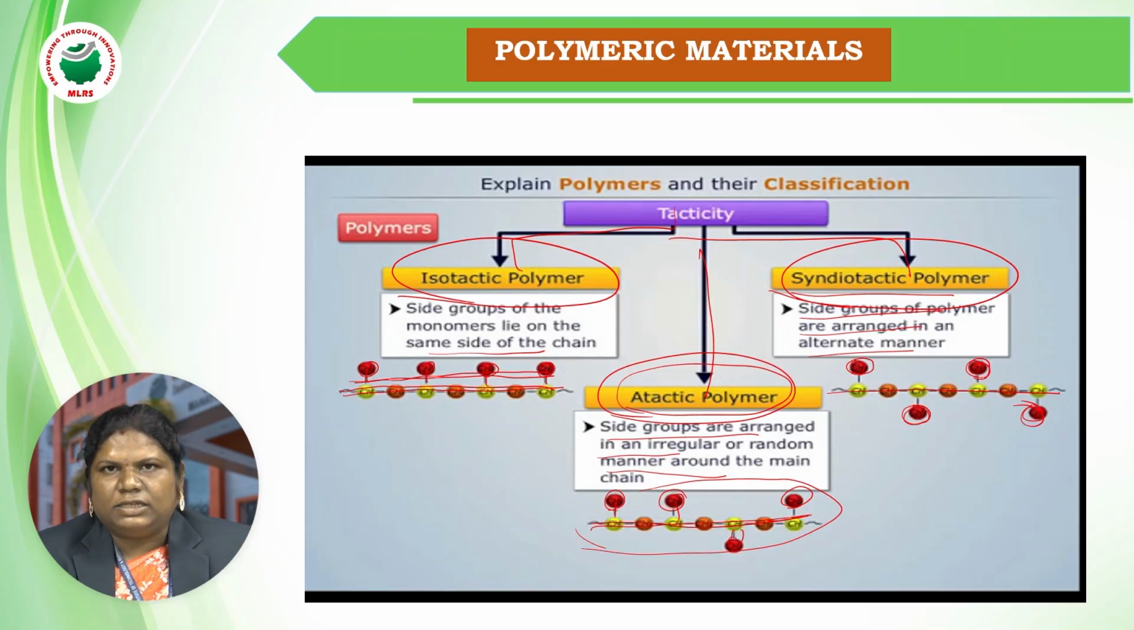Tacticity means the arrangement of the side groups on the main polymer chain in space. Based on the tacticity, the polymers are classified into isotactic, syndiotactic, and atactic. Isotactic means side groups of the monomers lie on the same side of the chain. Syndiotactic means side groups of the polymer are arranged alternatively. Atactic means the side groups of the polymer are arranged randomly. This is the classification based on the tacticity.